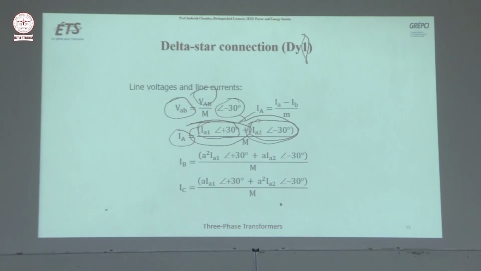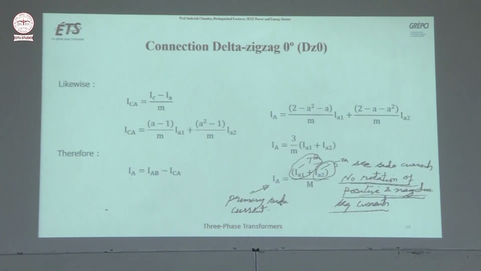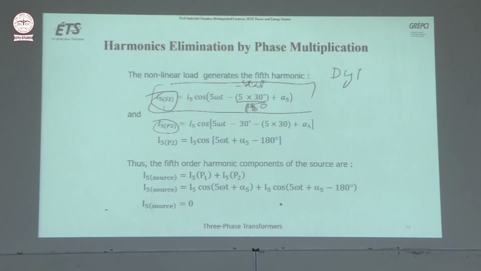This is DY1. 5th harmonic is the negative sequence, minus 30 degree phase shift. So from the secondary current, 5th harmonic, when it comes to the primary side, minus 30 degree phase shift. So see, minus 30 degree phase shift. This is as it is here. And when we are coming to the primary side, we are writing minus 30 degree phase shift. So this is 150 and this is minus 150 minus 30, so minus 180 degree.